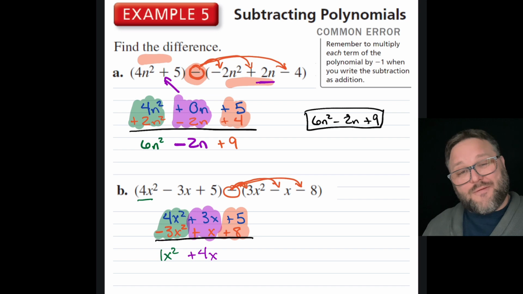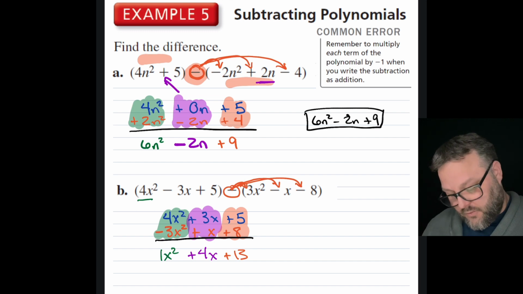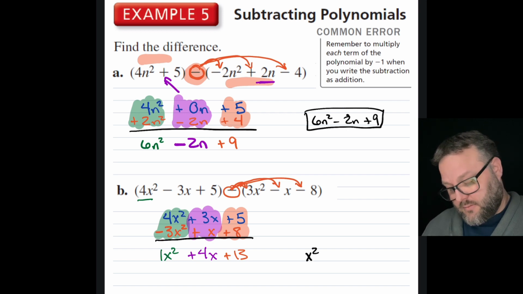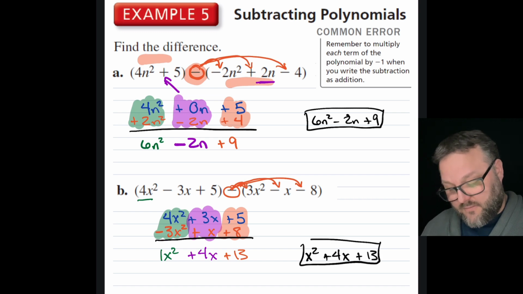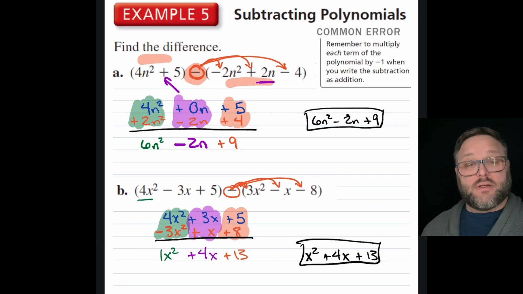Now here I have 5, I get 8, that means I now have 13. Now if I'm going to rewrite this, which I should, I'm not going to rewrite that 1 like I mentioned before. I'm just going to have x squared plus 4x plus 13. And I now have the standard form of the polynomial when I add those two together to be x squared plus 4x plus 13.